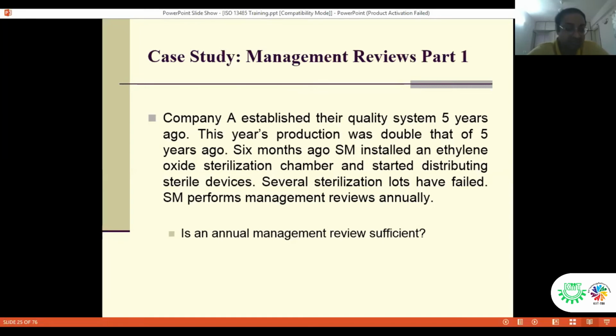So is an annual management review sufficient? Here I can say that the frequency of an annual review meeting is not sufficient. They have to increase their number of MRMs, management review meetings, because they have seen several ETO lots fail, and it is going to have a direct impact on their market and their credentials. So according to the market feedback or anything else, you have to redefine the frequency of your management review meeting.